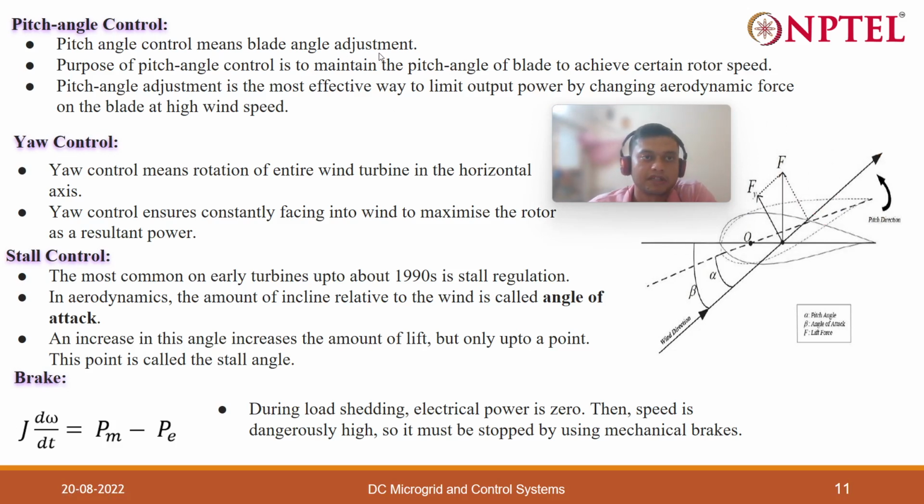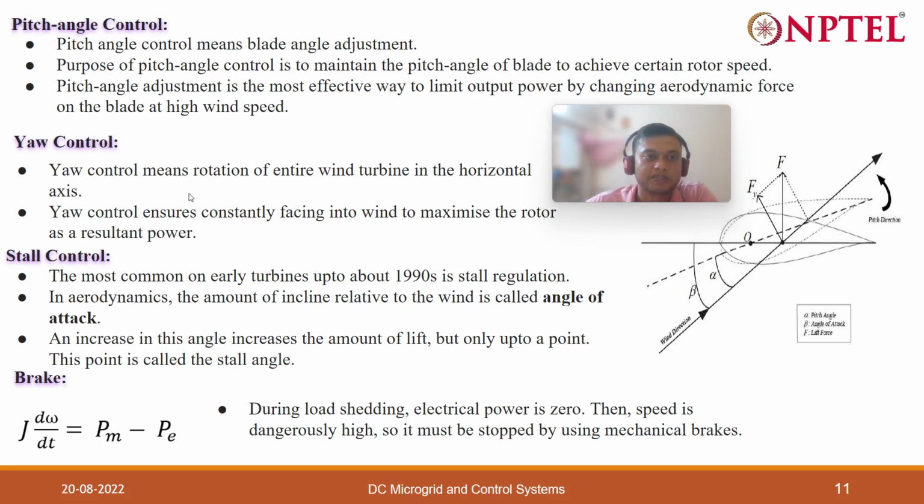Pitch angle control means blade angle adjustment. You have to vary the angle of the blades to achieve a certain rotor speed, and the purpose of pitch angle control is to maintain the pitch angle of the blade to achieve the certain rotor speed. This pitch angle adjustment is the most effective way to limit output power by changing the aerodynamic force on the blade at high wind speed.